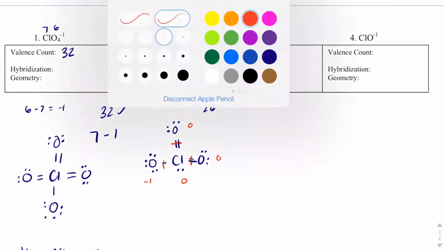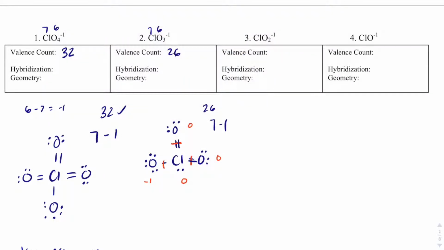And so my total formal charge adds up to -1, which is the charge of ClO3-. And so this is my Lewis structure. It's the best Lewis structure because I minimize the amount of charge that goes on. And so yes, this does have resonance.